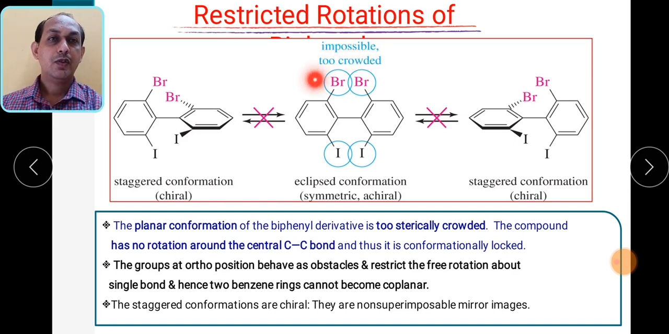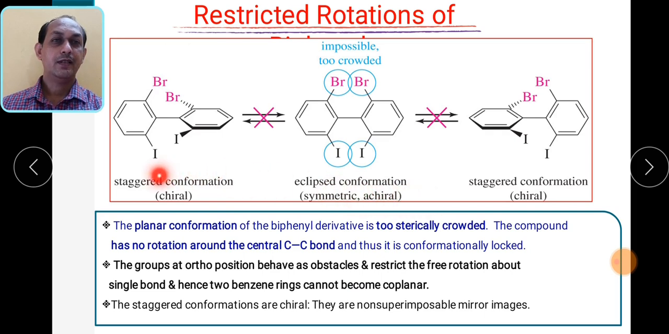Because of the presence of bulky substituents, just like halogens. As we know, halogens are quite bulky. So because of the steric hindrance, no movement is allowed. That's why it will exhibit chirality. Because of the presence of unsymmetrical substituents, and that too bulky ones, free rotation becomes restricted.